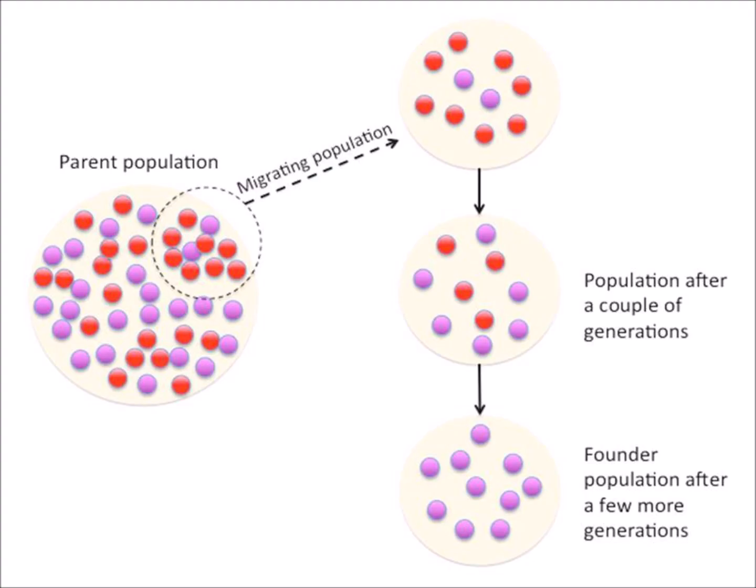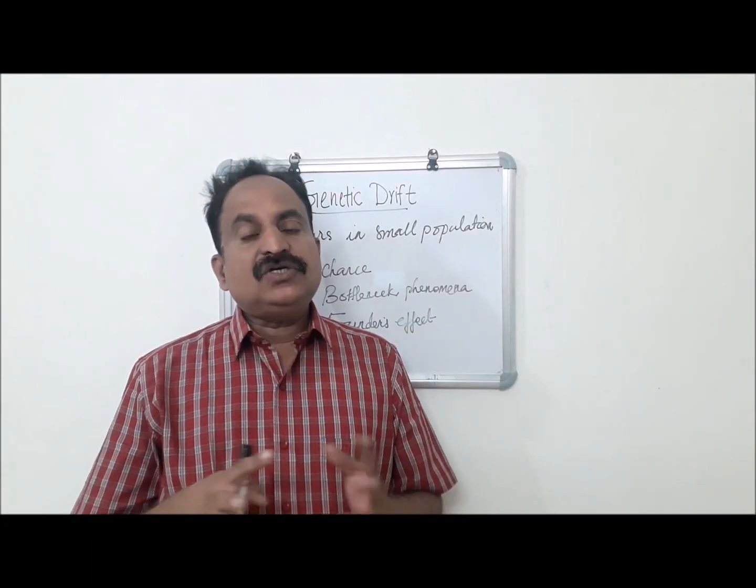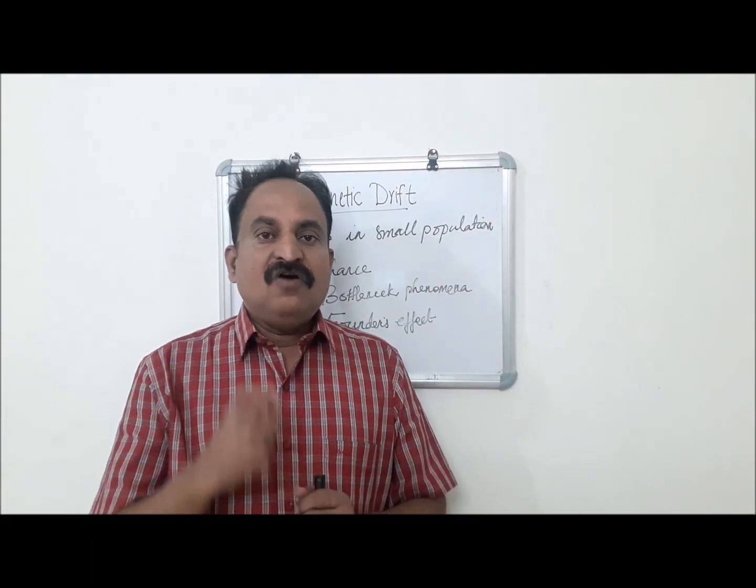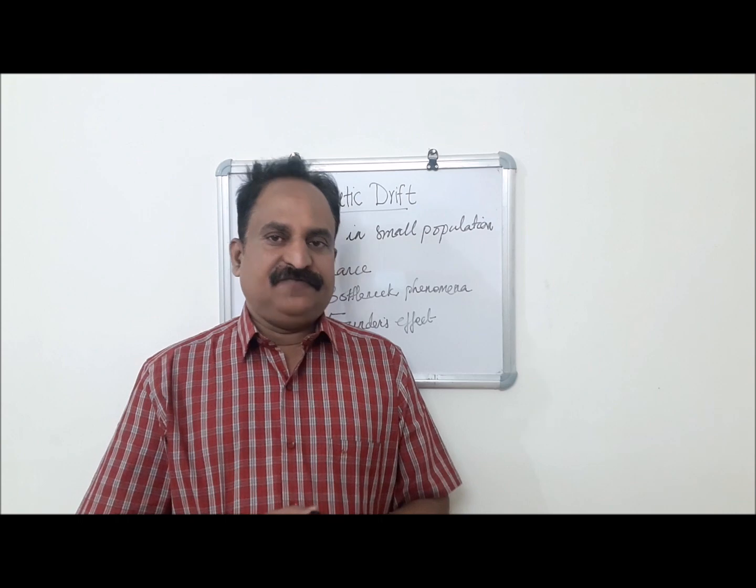This shows the founder effect. From the parent population, a migrating population goes to a new place, where after a couple of generations, the red population will decrease or go extinct. Finally, after a few more generations, the founder population will survive in that area. Next are the causes of genetic drift, or what causes genetic drift.